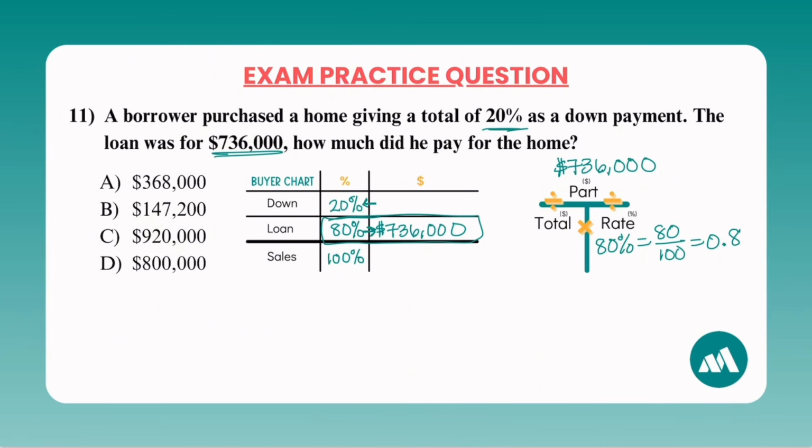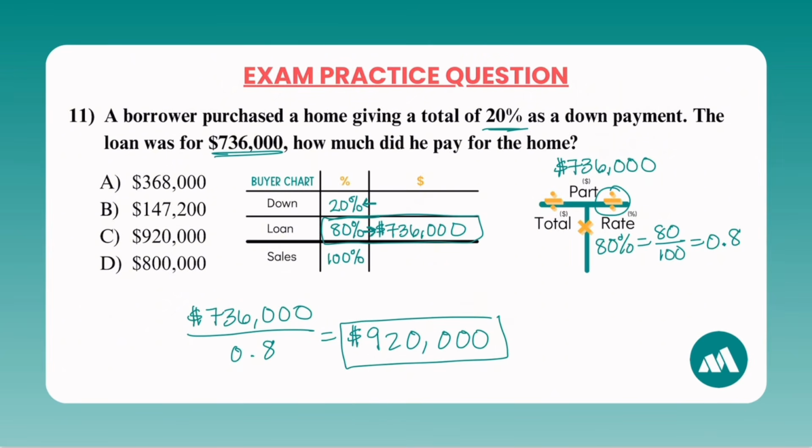So now you see all we do is divide. So if we divide $736,000 by 0.8, we get a total of $920,000 as our sales price. So the answer here is C. Remember, you can only mix the 20% down payment percentage with the down payment dollar and the 80% loan to value ratio with the loan amount.